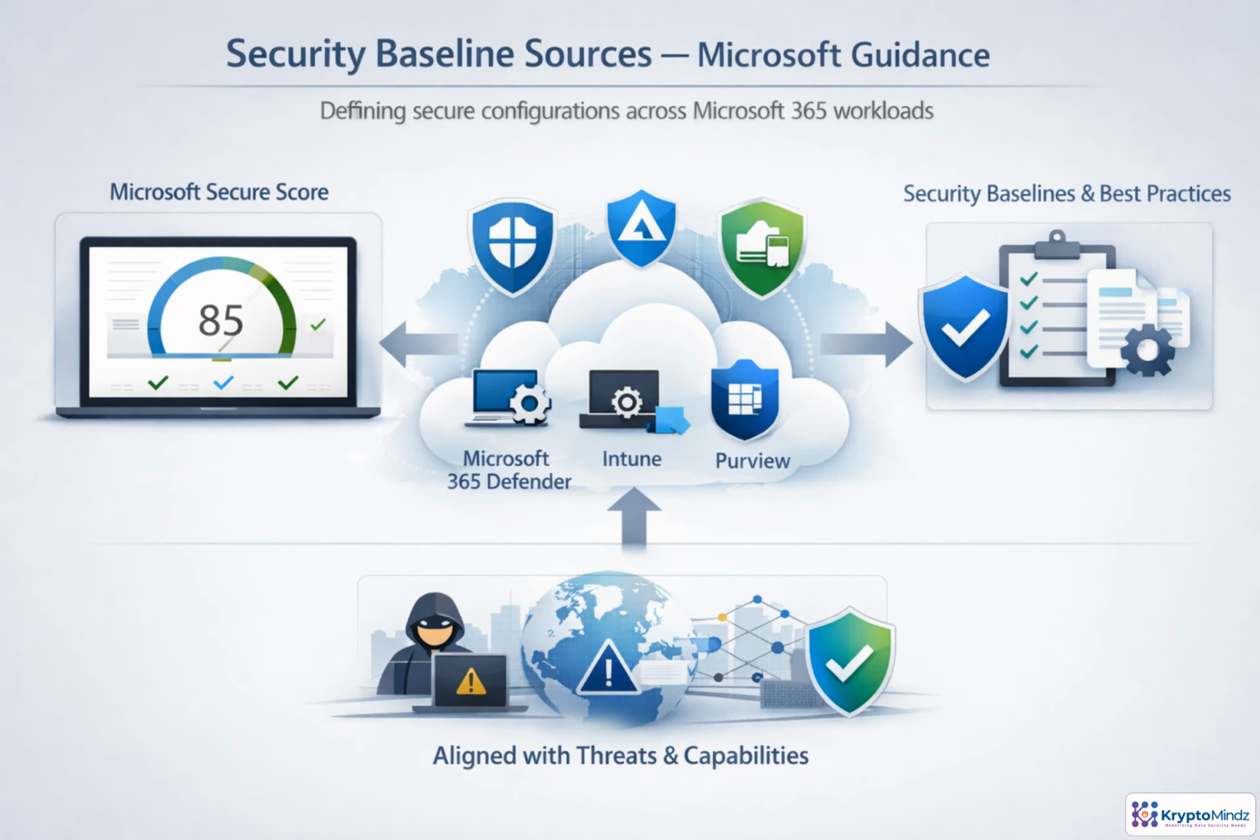Microsoft guidance is one of the strongest inputs for a Microsoft 365 security baseline because it comes directly from the services you are configuring. Secure Score helps prioritize tenant-specific gaps. Defender, Entra, Intune, and Purview add recommendations for identity, endpoints, data, and threat protection. Published baselines and Microsoft Learn guidance help turn those recommendations into repeatable standards. The key is not to copy every suggestion blindly. Evaluate recommendations against risk, licensing, operations, and business needs, then define a secure target state that can evolve with threats and platform capabilities.